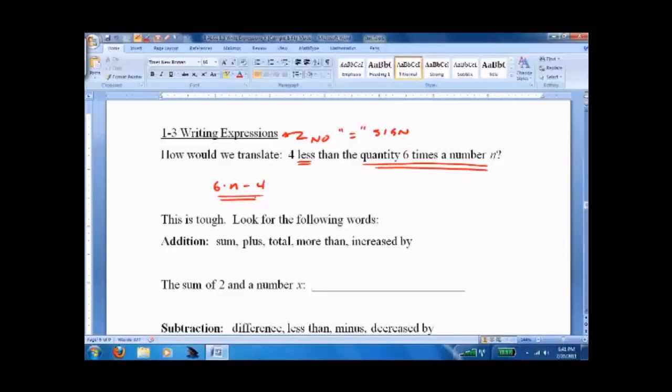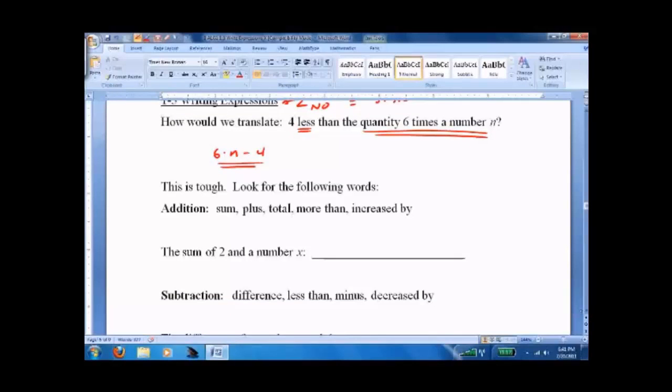Now, this is tricky. The key thing is just to practice. So once you finish this, make sure you practice a lot. Shouldn't have too many problems with it. Look for the following words. They're kind of giveaways, and you should keep your notes when you're doing the problems. Addition. This is all adding. Sum, plus, total, more than, increased by. So the sum of 2 and a number x is 2 plus x.